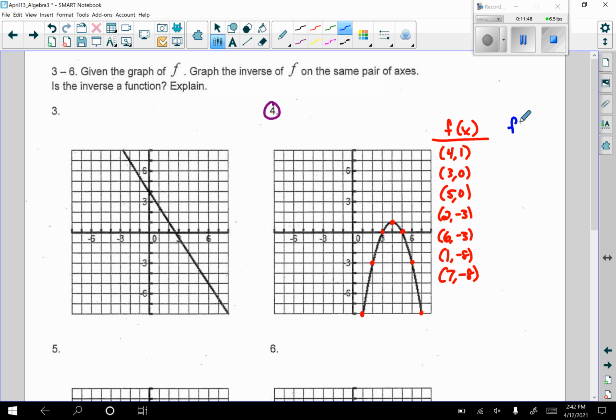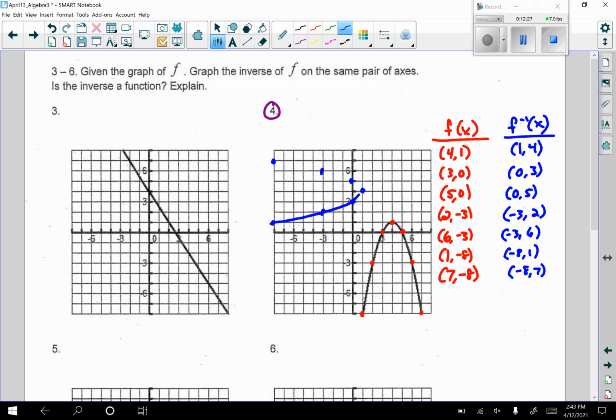Then we're just going to switch for the inverse. So this will just become a 1, 4, a 0, 3. We just switch the x and y's: a 0, 5, a negative 3, 2, a negative 3, 6, negative 8, 1, and negative 8, 7. So we'll plot these points. So here's 1, 4. Here's 0, 3, 0, 5, negative 3, 2, negative 3, 6, negative 8, 1, and negative 8, 7. And then we look like a sideways parabola.